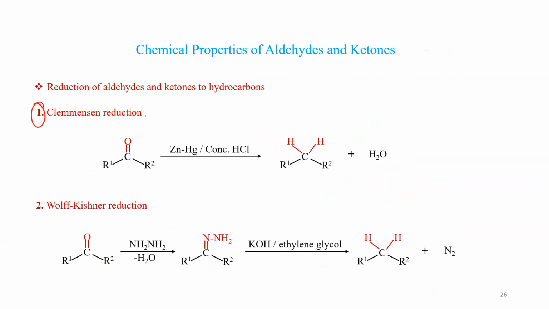So this is Clemmensen reduction. Here this can be aldehyde or ketone. Aldehyde or ketone is reacted with zinc amalgam in presence of concentrated HCl. So we get the respective hydrocarbon and H2O is formed.